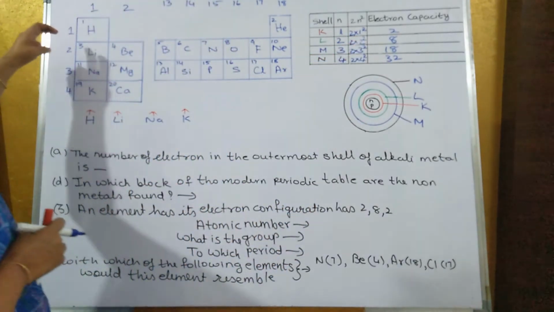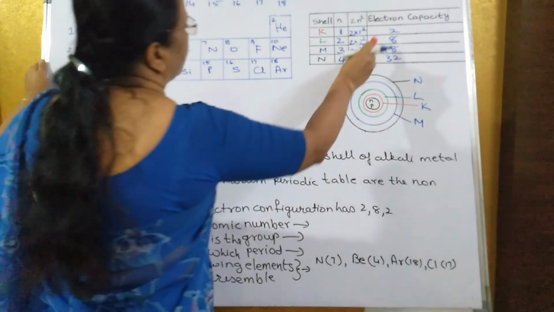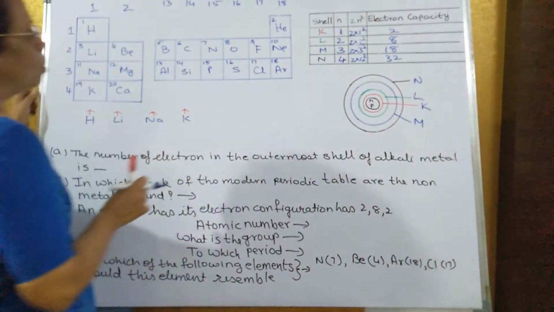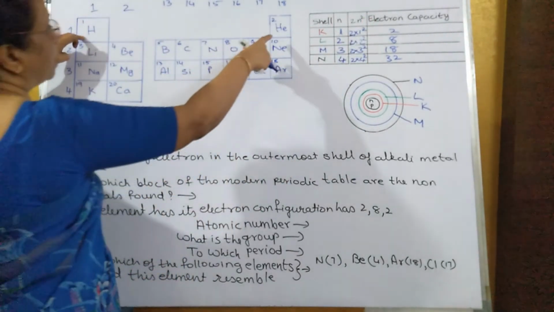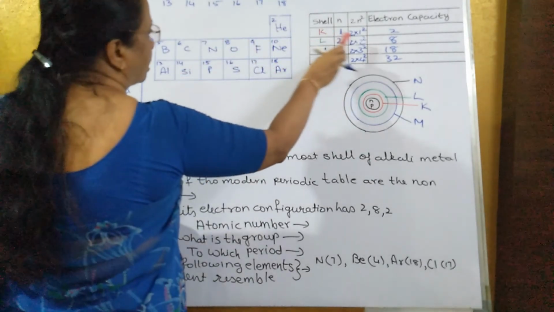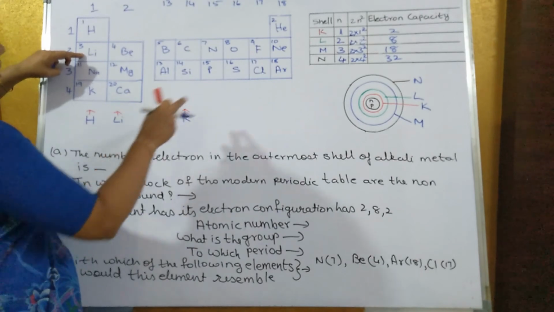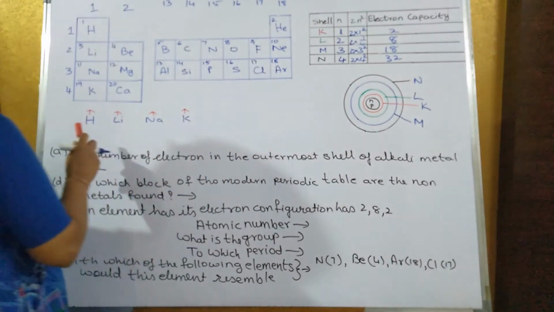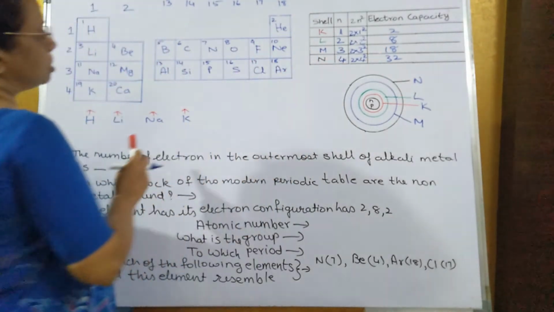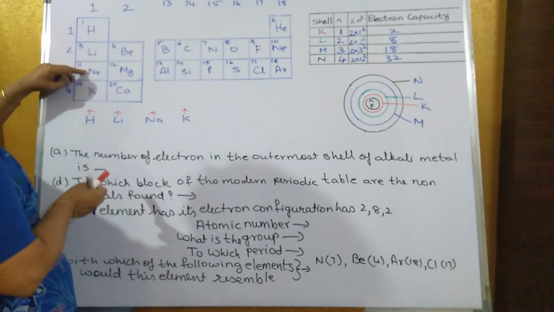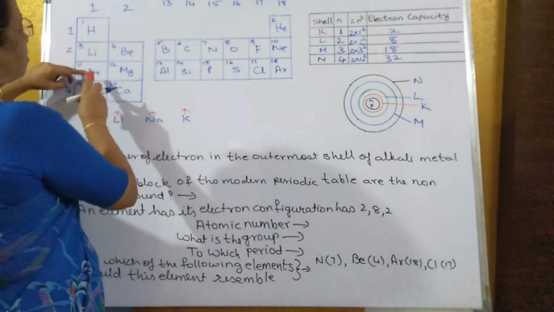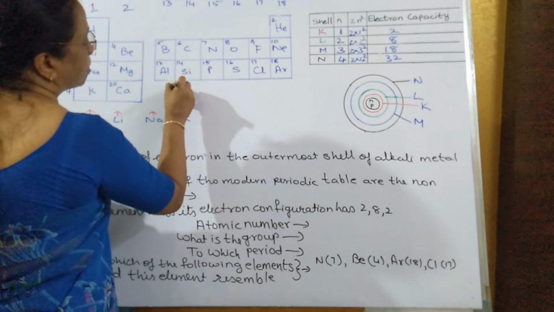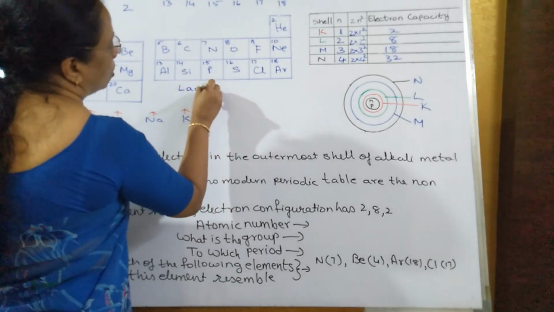So the number of elements in the first, second and third periods depends upon the electron capacity of that particular shell. For the K shell, how many electrons can it hold? 2 electrons. So you can see in the first period there are only 2 elements. The second shell can hold 8 electrons, so in the second period there are 8 elements, 1, 2, 3, 4, 5, 6, 7 and 8. And the third shell can hold 18 electrons, but in the third period instead of 18 elements there are only 8 elements, 1, 2, 3, 4, 5, 6, 7, 8. Why? Because it also depends on the law of electron octet.